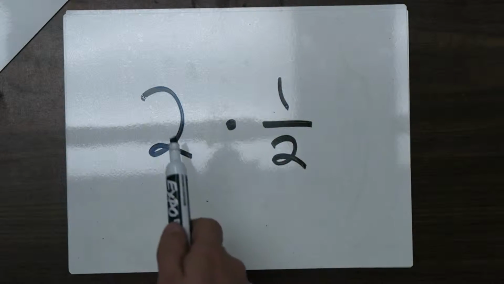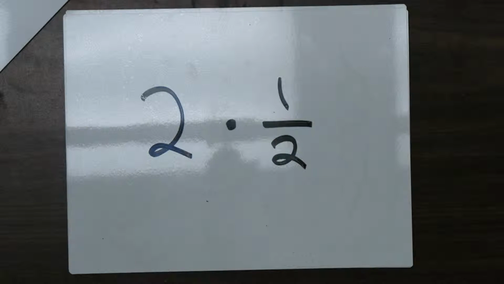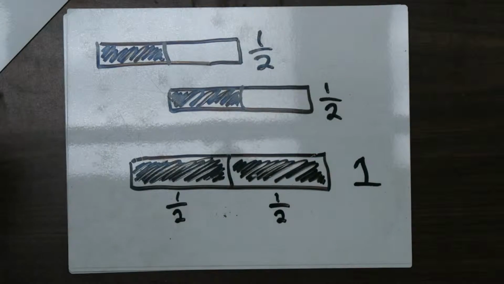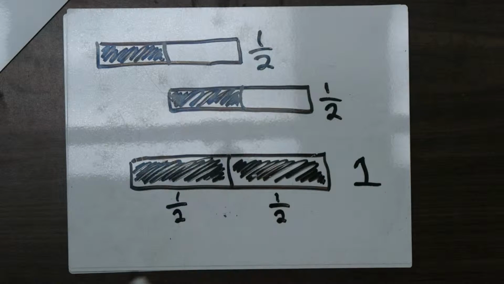But what happens if I try to multiply a whole number times a fraction? Well, we can use our fraction bars for this. So I have the problem 2 times 1/2.